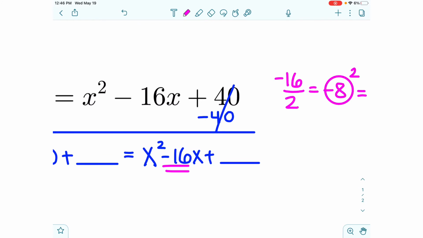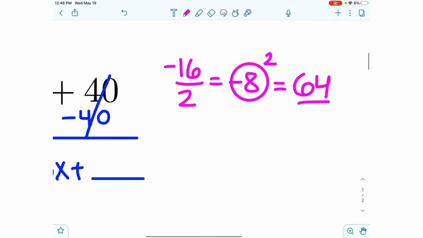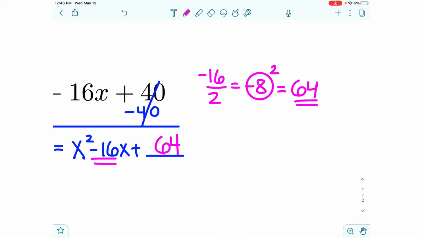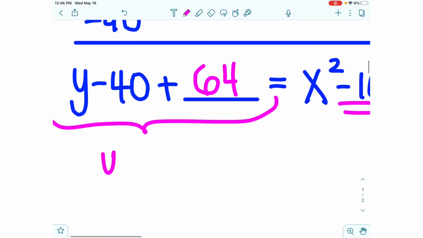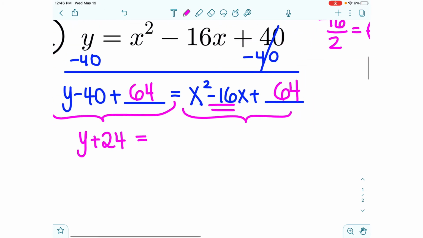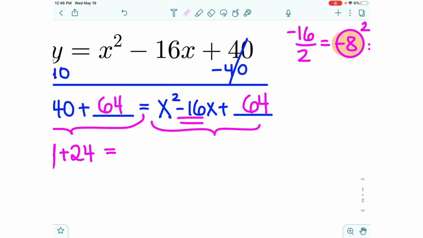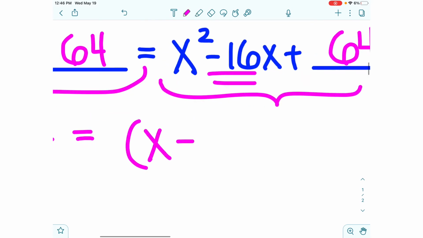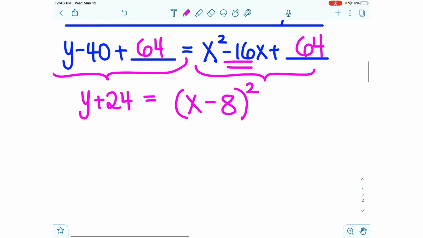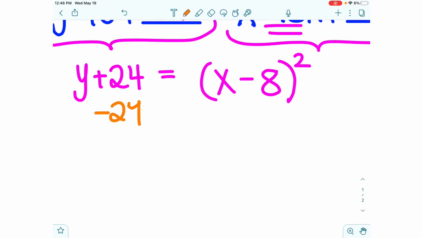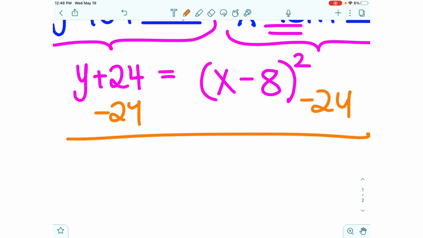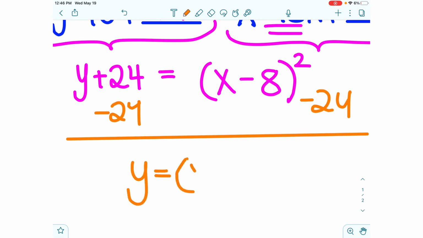Square that. Negative 8 times negative 8 is positive 64. This number will always be positive. So 64, 64. Rewrite. Negative 40 and 64 is 24. Factor this, but what does it factor to? The trick: there's a minus there, so it factors to x minus 8, which is x minus 8 squared. And then just move the 24 back over. Here it is, final answer: y equals x minus 8 quantity squared minus 24.